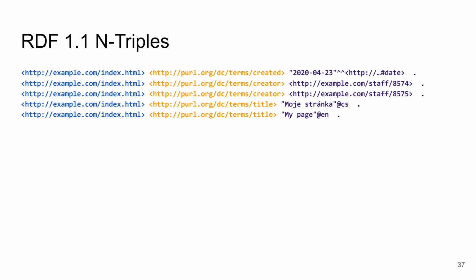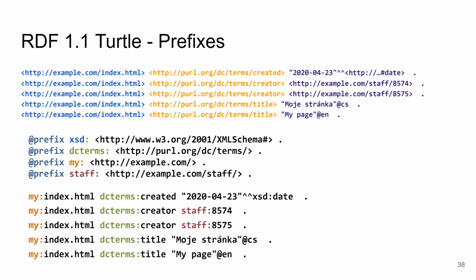Right, so let's now take care of some of the disadvantages, which will eventually lead us to the Turtle serialization, which will be the second of the 7 standard serializations of RDF we will talk about. So the first optimization we already know, and that's prefixing. The 5 triples you can see on the top of the slide are again represented in the bottom part of the slide, however, with prefixes.